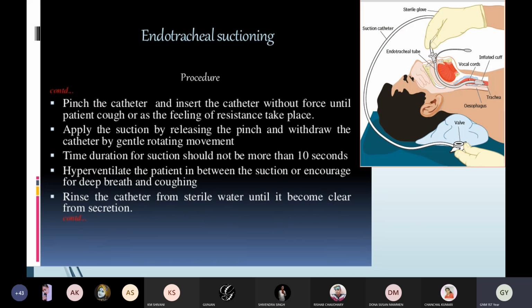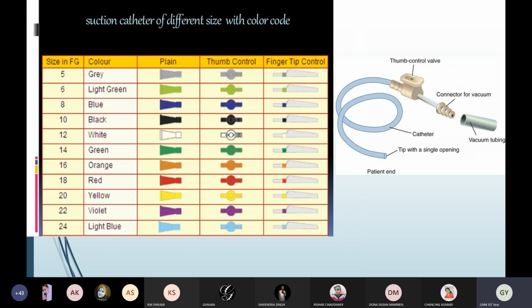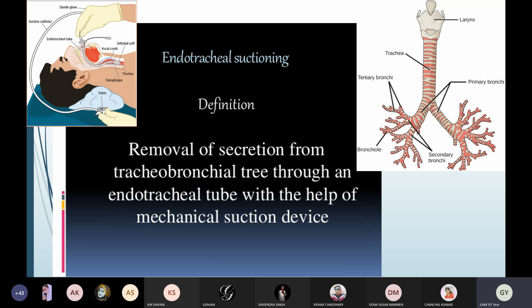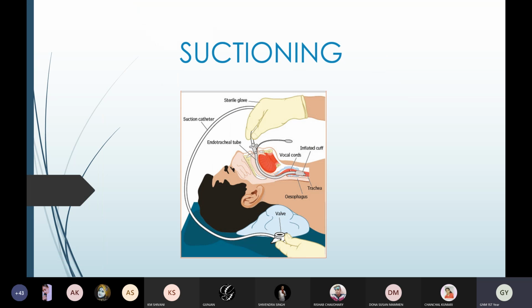So any doubts regarding the endotracheal tube suctioning also? Any doubts with the procedure that you have seen yesterday? And any doubts with the suctioning topic? If anyone has any problems or issues, please let me know. No, ma'am. Okay, fine then.